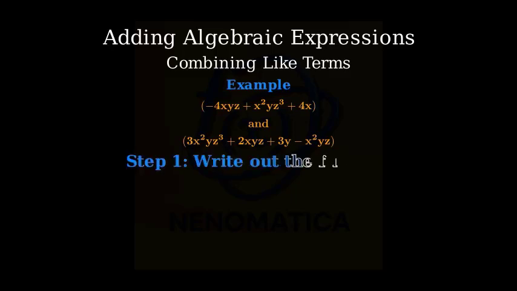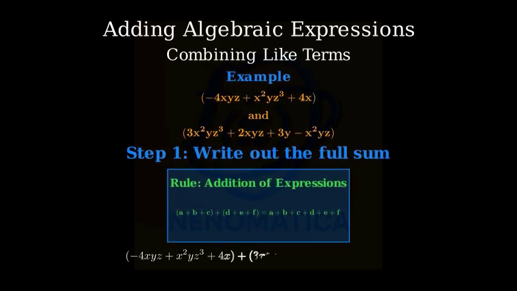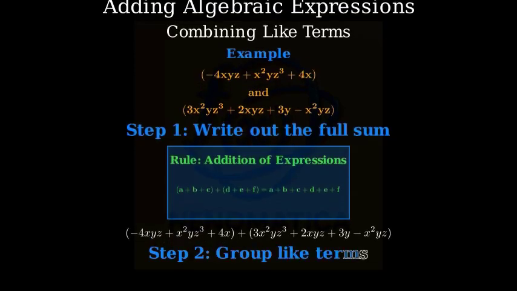Step 1. We first write out the full sum by combining both expressions. We have negative 4xyz plus x squared yz cubed plus 4x plus 3x squared yz cubed plus 2xyz plus 3y minus x squared yz. Step 2. Now we'll group like terms together.